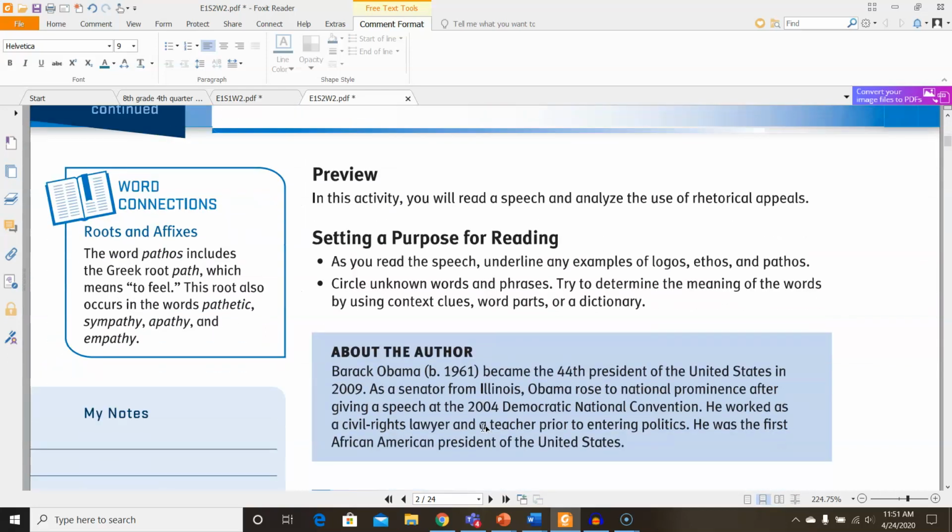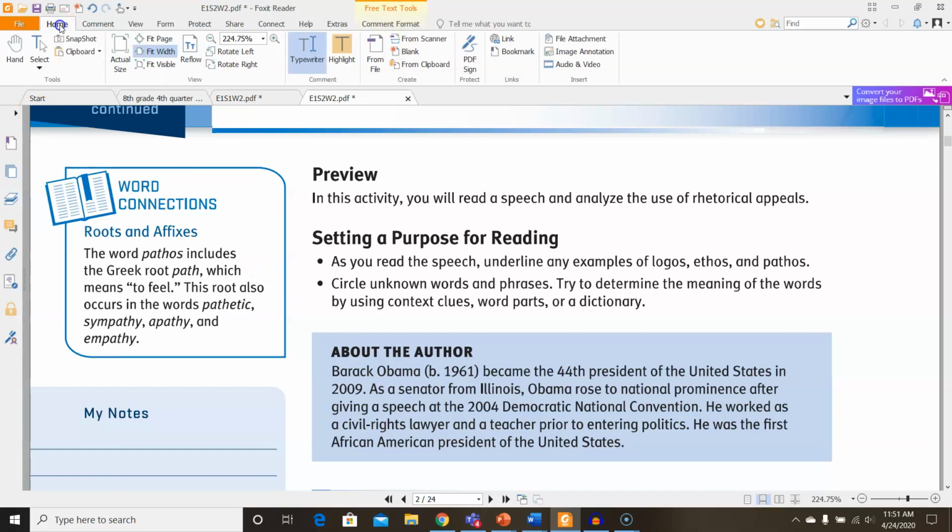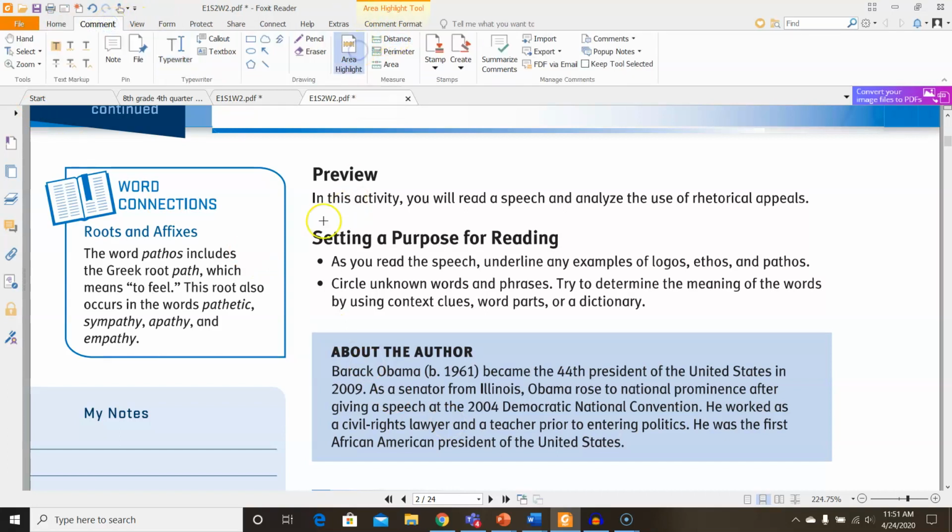So, to preview this next activity, we're going to read a speech and analyze the use of rhetorical appeals. So setting a purpose for reading. As I always say, this is the most important part of the instructions that they give us because it tells us how we're going to be annotating the text. So it says, as you read the text, underline any examples of logos, ethos, or pathos.